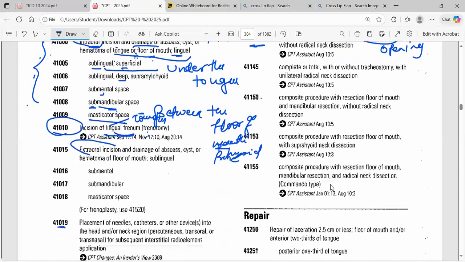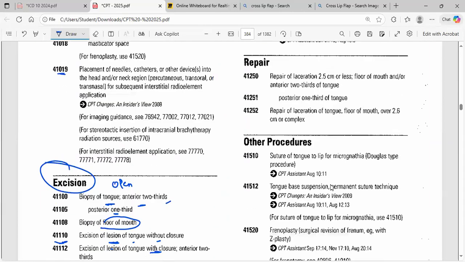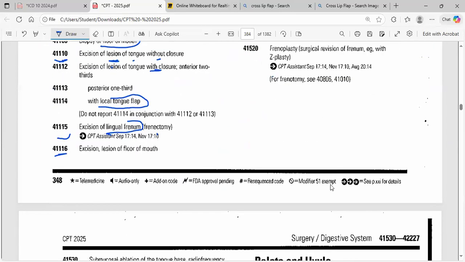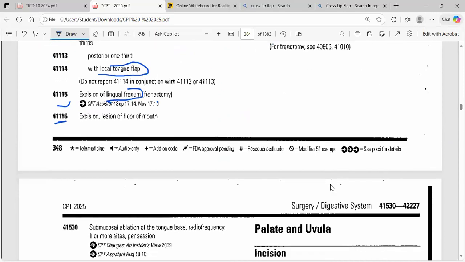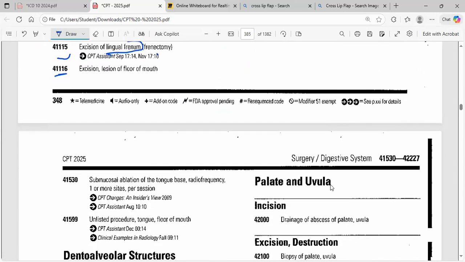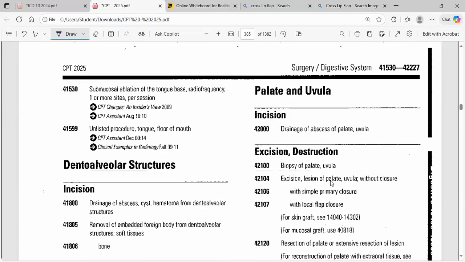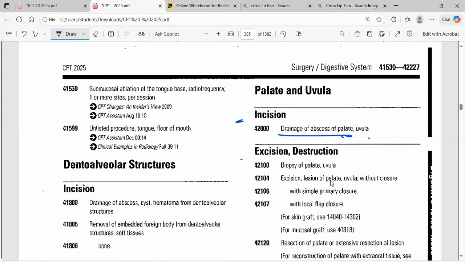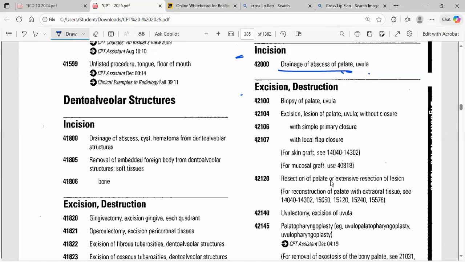After the glossectomy, we have the next section, palate. Now, as we are left with just 1 hour, I'm going to cover the important part where we have the guidelines. Okay, so our next section is palate. So first we have the incision and drainage. In this we just have one code, drainage of abscess from the palate or uvula.